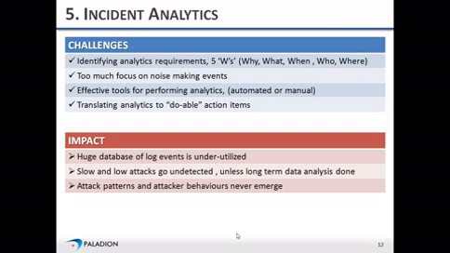The third challenge is effective tools for performing analytics, either automated or manual. So we have to identify which tool is best suited to my requirement. I can do it in a manual way with Excel sheets, doing a pivot, adding filters and identifying the most suspicious ones, or use an automated tool to give me some trends, some analysis, some level of advanced filtering, and give me a good posture of what is happening in my network.